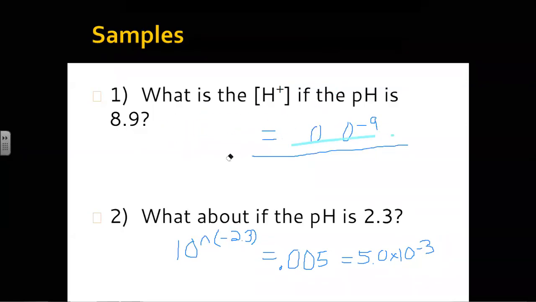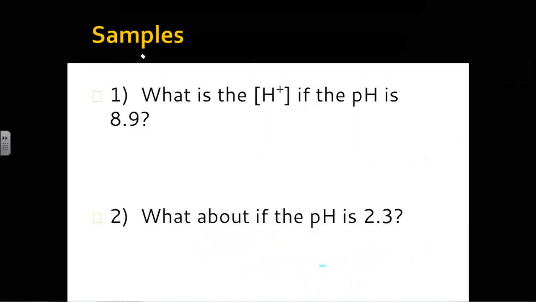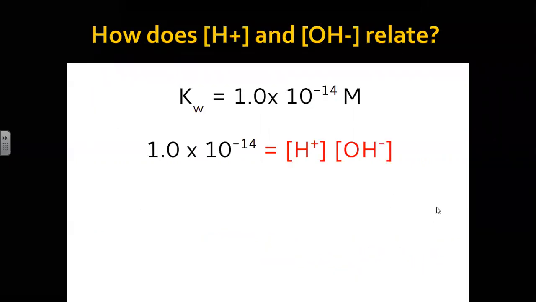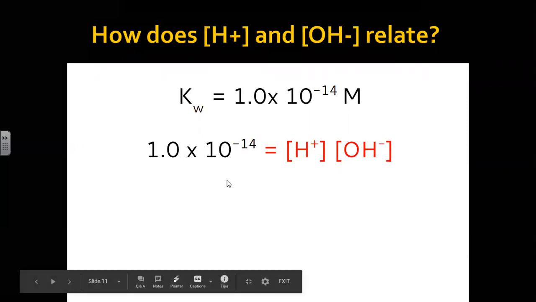Moving on, let me go ahead and erase all this. Okay. How do H plus and OH minus relate? How do those concentrations relate to one another? So those two things relate to one another just like pH and pOH relate to one another, except in this case, it's their multiplied product that is going to be related instead of their summed total.